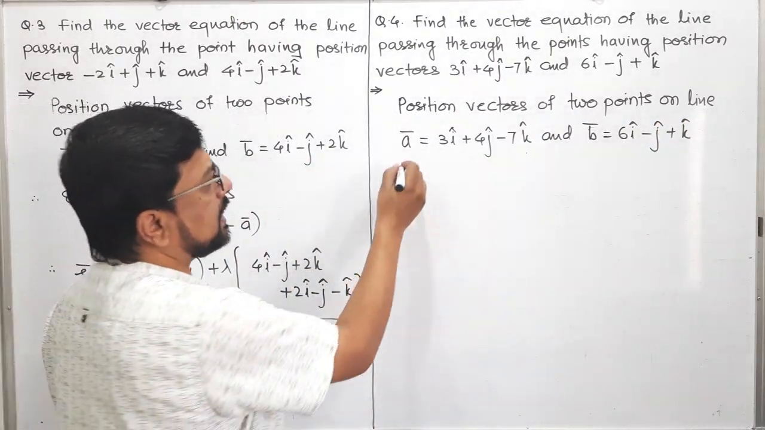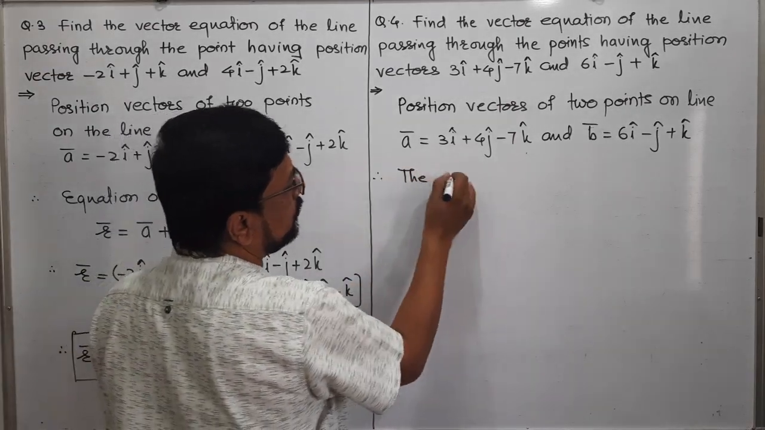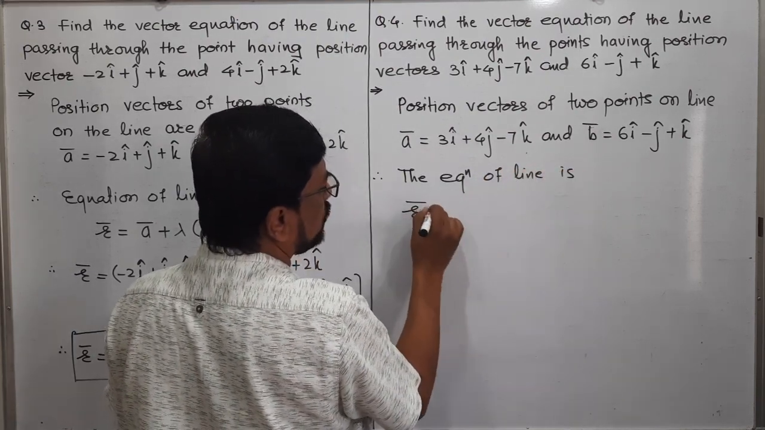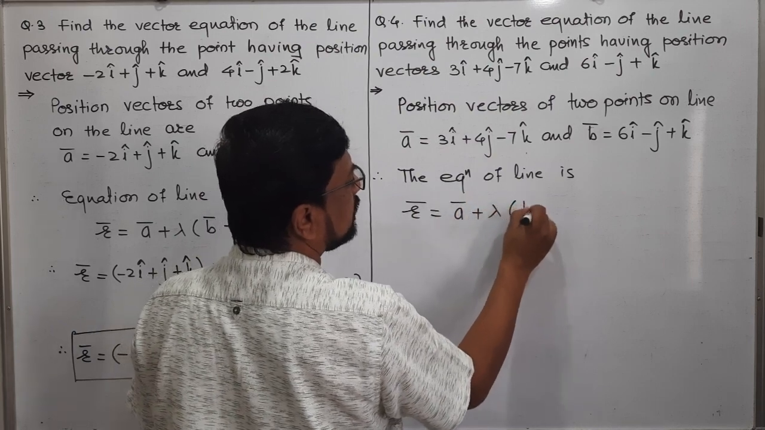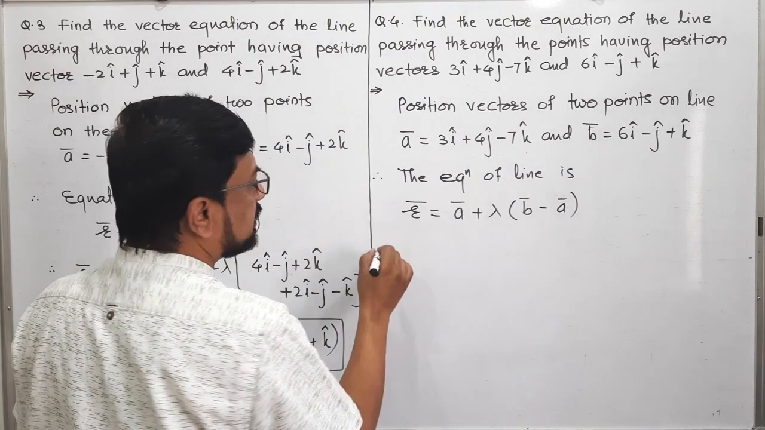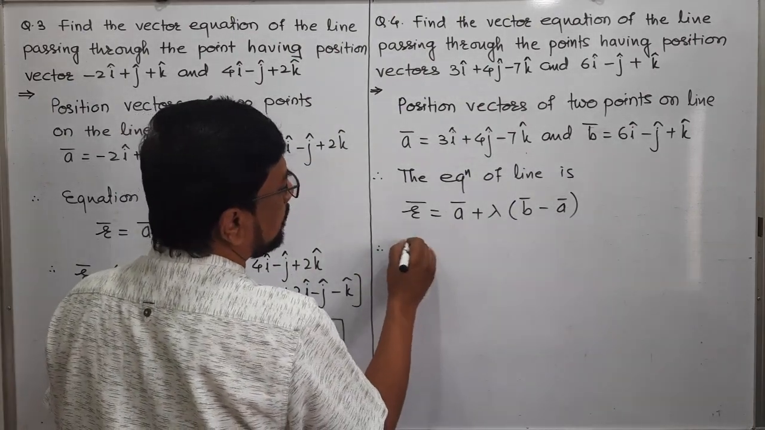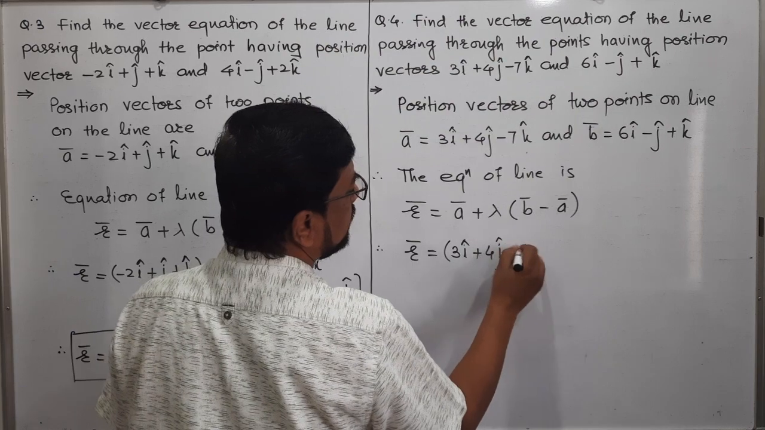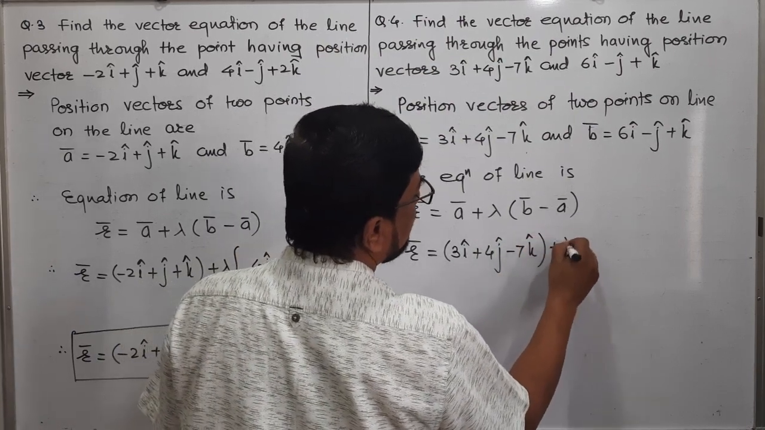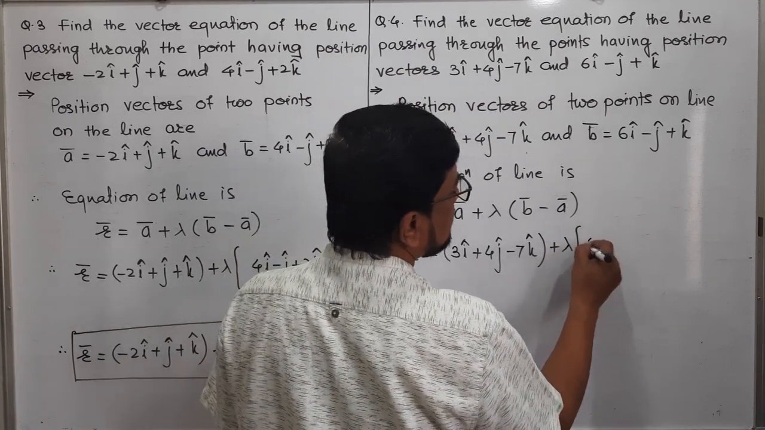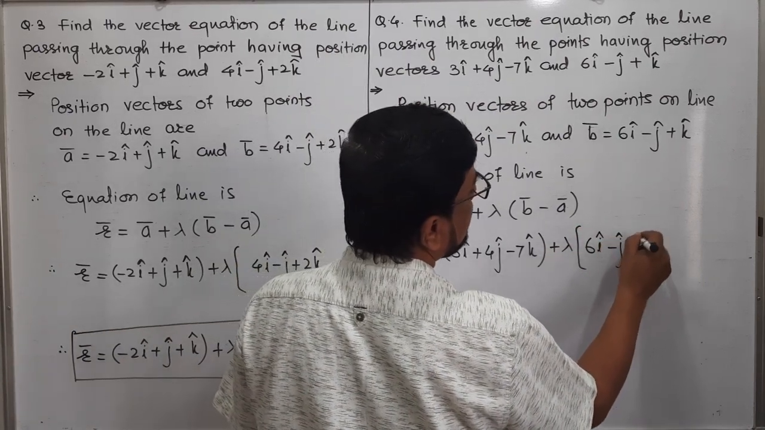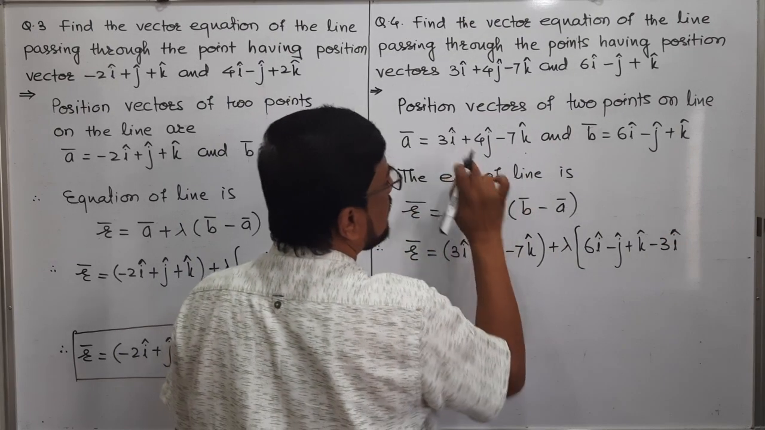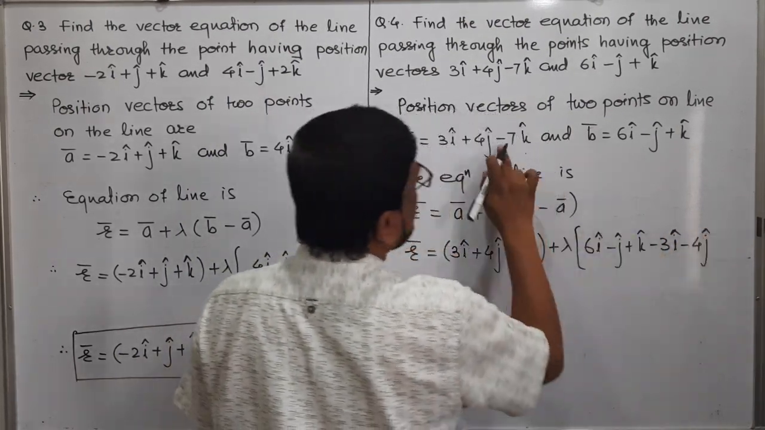Therefore, the equation of line is r vector is equal to a vector plus lambda into b vector minus a vector. Therefore, r vector is equal to a vector 3i plus 4j minus 7k plus lambda into bracket, b vector is 6i cap minus j cap plus k cap minus 3i cap minus 4j cap and plus 7k cap.